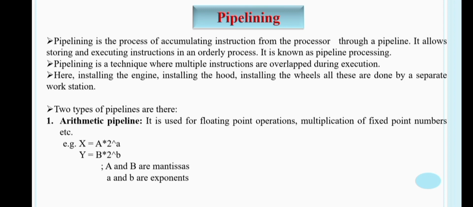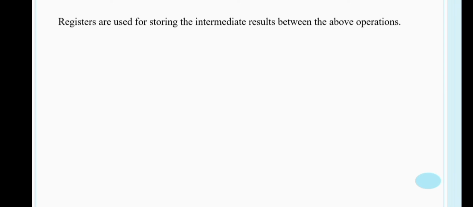Floating point addition and subtraction is done in 4 parts. First, compare the exponents. Second, align the mantissas. Third, add or subtract mantissas. Fourth, produce the results. The intermediate results between the above operations are stored using registers.